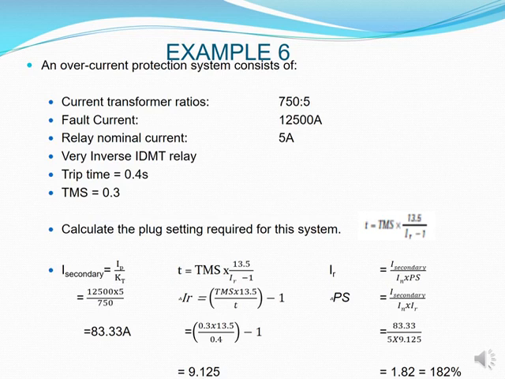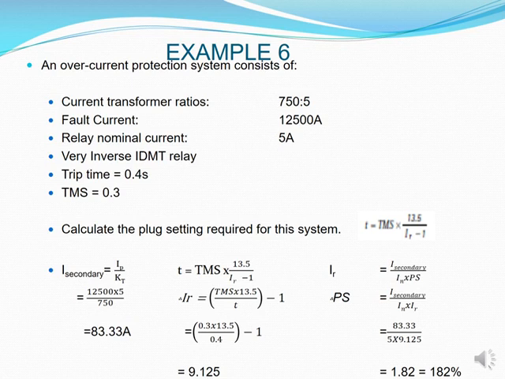Then in example 6, I like it because now they've changed and you can see that I'm no longer using my standard, but I'm using my very inverse IDMT relay. I've even put in there, so that you can remember, that its formula is T equal to TMS multiplied by 13.5 over your IR minus 1. So you've got a CT, a fault current, and a relay nominal current. Then you've got your trip time, which is 0.4 seconds, and a TMS of 0.3. In this case, they're saying calculate the plug setting instead, so you're working the other way around.